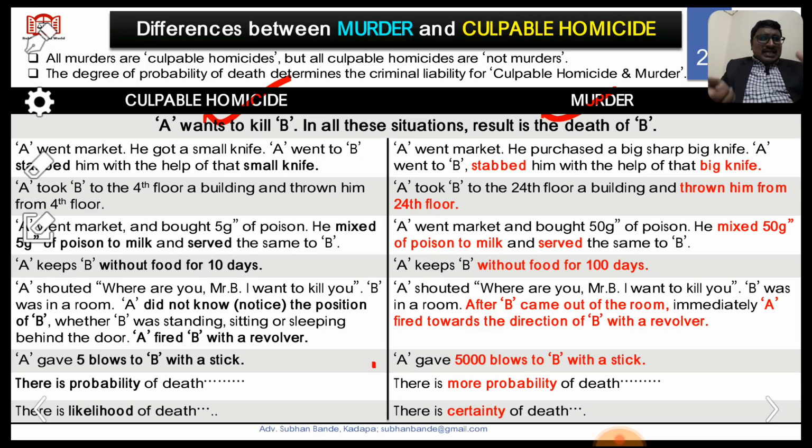Let us see the second circumstance. A shouted, "Where are you, Mr. B? I want to kill you." But B was in a room. Whenever A shouted, Mr. B came out of the room.